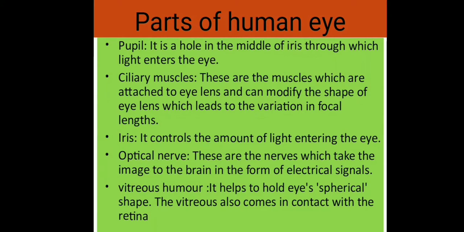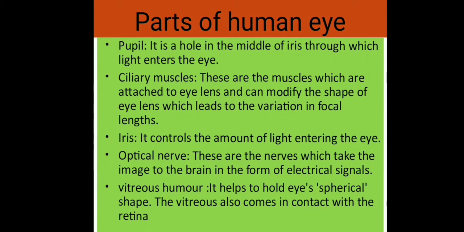Next one, pupil. It is a hole in the middle of iris through which light enters the eye. It appears black because light falling on it goes into the eye and does not come back. Ciliary muscles. These are the muscles which are attached to the eye lens and can modify the shape of eye lens, which leads to the variation in focal length. Next one, iris. It controls the amount of light entering the eye by changing the size of the pupil.